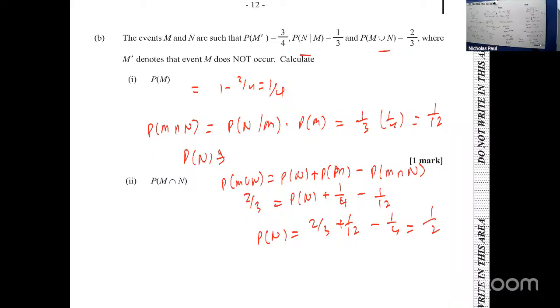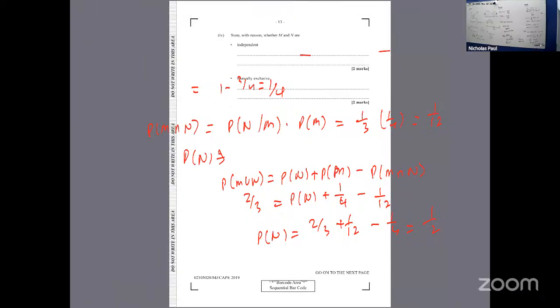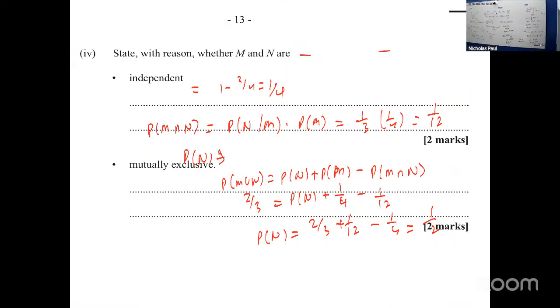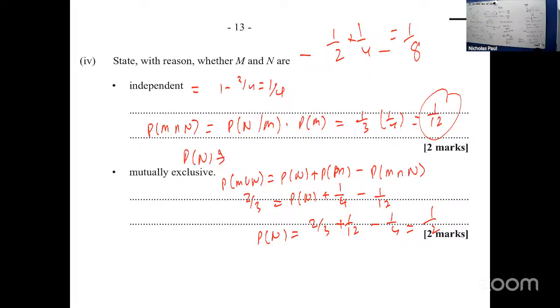Easy stuff, right? And state whether they are independent. Are they mutually exclusive? No, they can't be mutually exclusive because they have an intersection. Check it out and see. Probability of M is 1/4, N is a half, multiplied that's 1/8. So are they independent? No. They're not independent and they're not mutually exclusive. You just multiply them out and see, right? So they are neither.